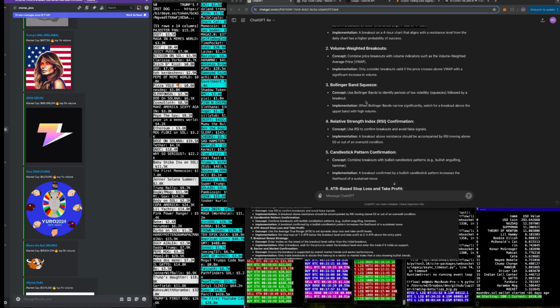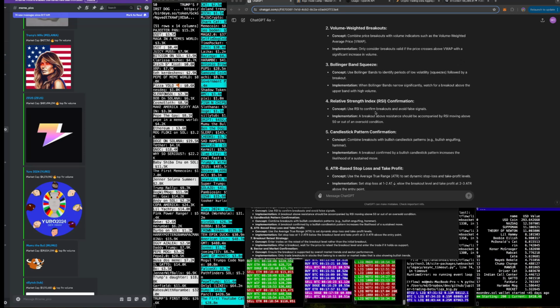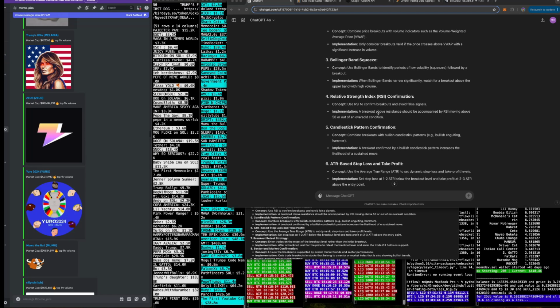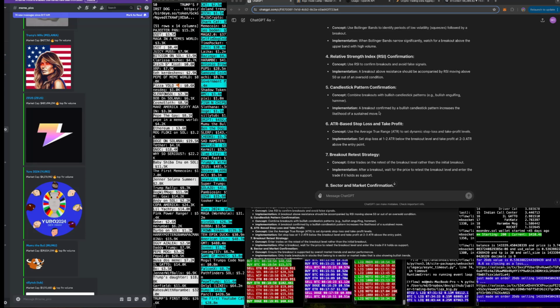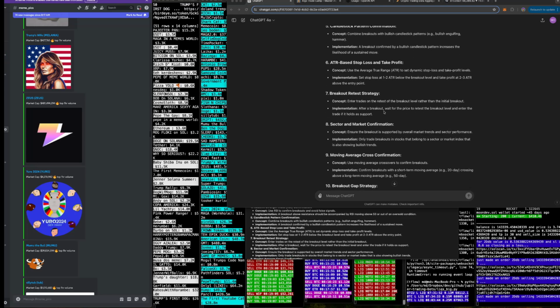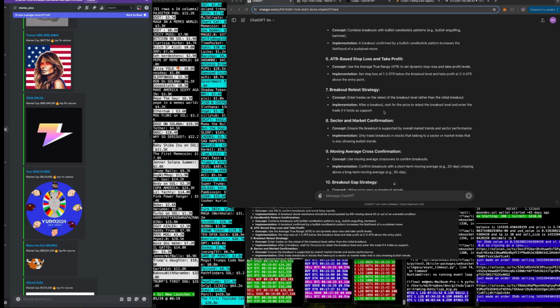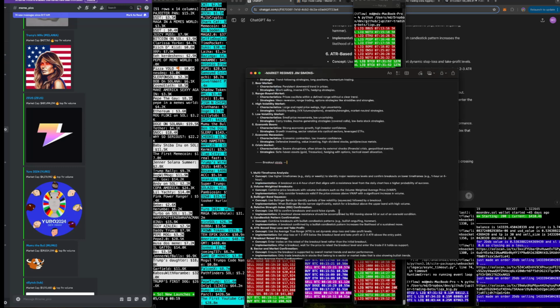Volume weighted breakouts. Okay, Bollinger Band squeeze. Use Bollinger Bands to identify periods of low volatility squeezes followed by a breakout. Okay, relative strength, candlestick pattern confirmation, ATR based stop loss and take profit. I think we'll set our stops with the ATR. Yeah, that's a good idea.